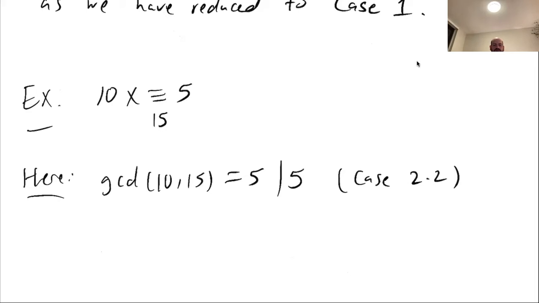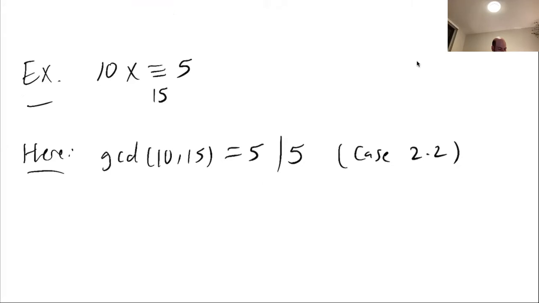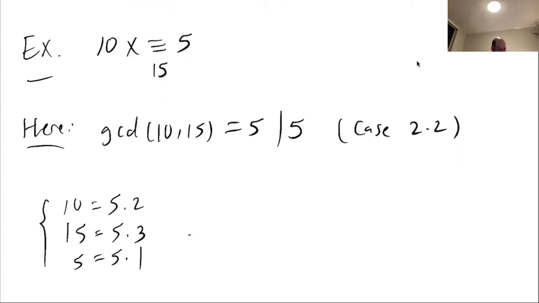Well, if the GCD is D and B is a multiple of D, we have to write all these three numbers, which in our case are 10 and 15 and 5, as a multiple of 5 first. So 10 is 5 times 2, 15 is 5 times 3, and 5 is 5 times 1. So that means we want 5 times 2 to be congruent with 5 times 1 mod 5 times 3.